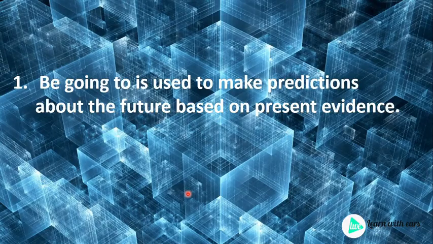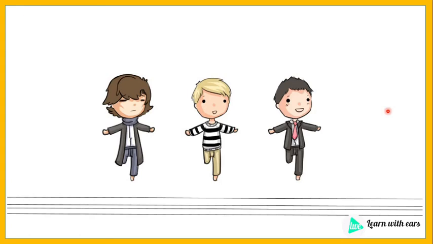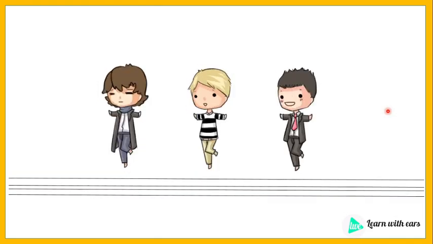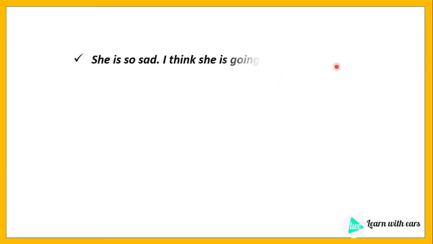Now let's see first. Be going to is used to make predictions about the future based on present evidence. For example, here we have a picture, and if we have to predict, we probably say they're running or they're about to run. But if we have present evidence to talk about the future, we can say they are going to dance in a minute, right? Now let's see some sentences. The first sentence is, she is so sad. I think she is going to start crying. So we have evidence that she is sad. Okay? So that's why we can say she is going to start crying.